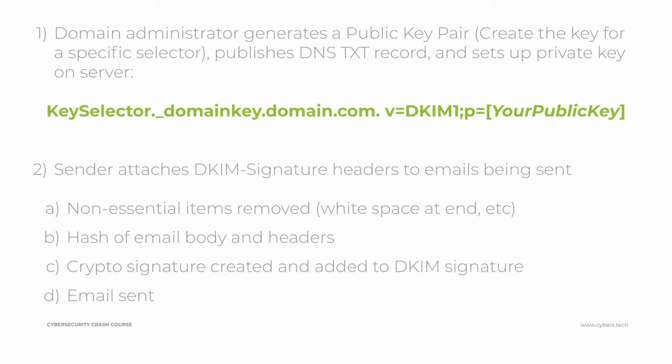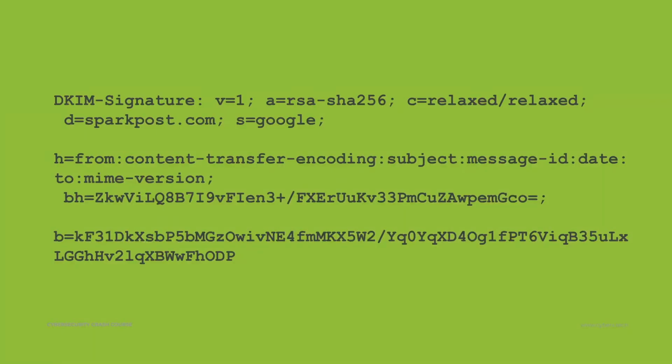The way this works is non-essential items are removed. This is things like white space at the end of the line. Non-essential elements are removed. A hash is created of the email body and the email header. Then a crypto signature is created and it's added to that DKIM signature. When all of this is done, the email is sent. And this would be what a typical DKIM signature added to an email would look like.